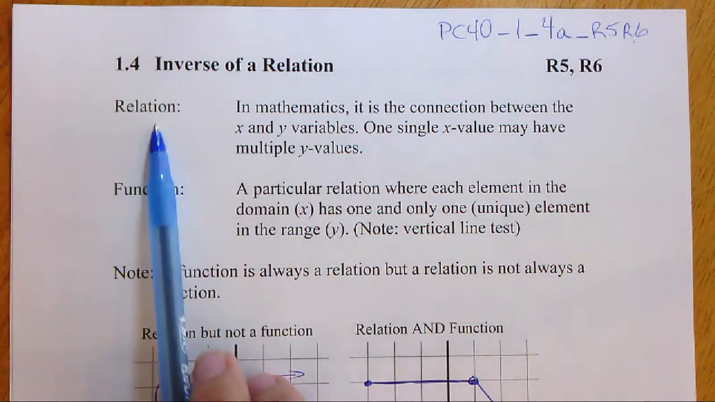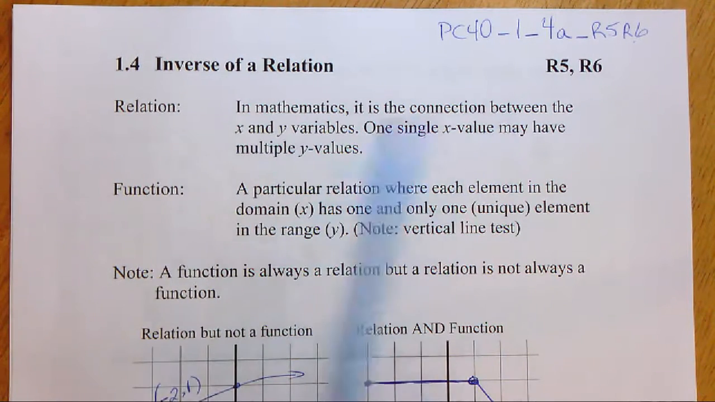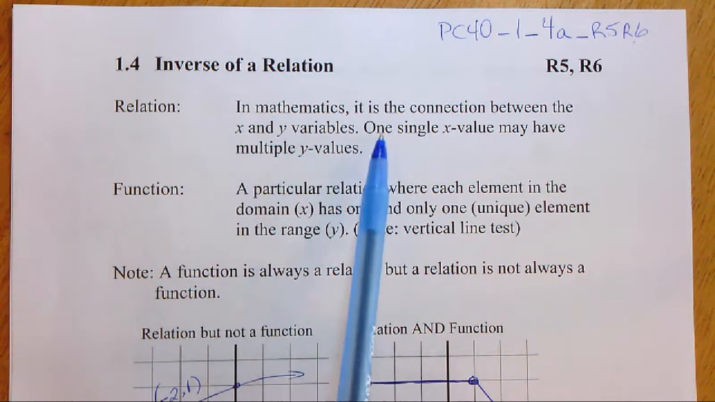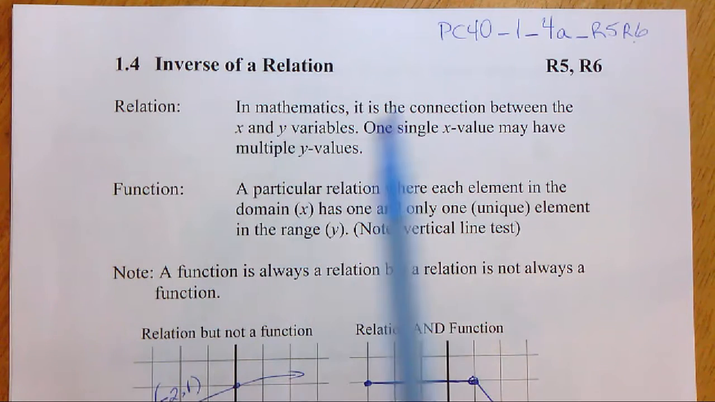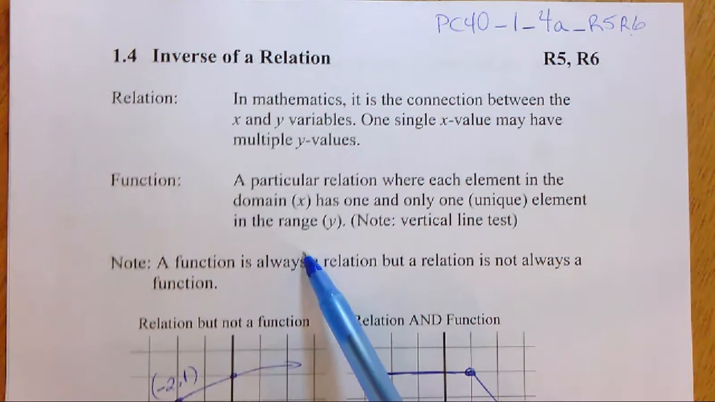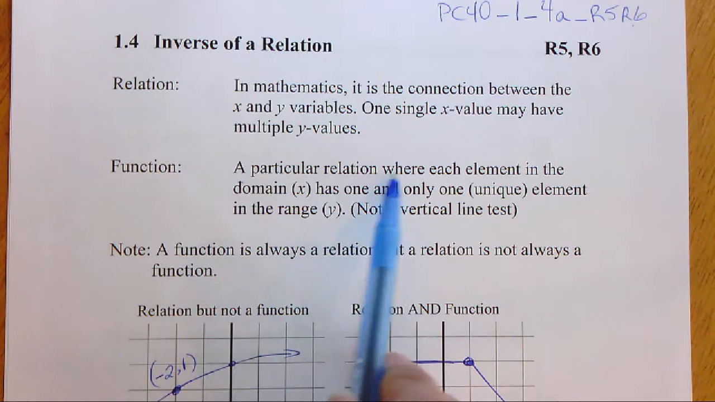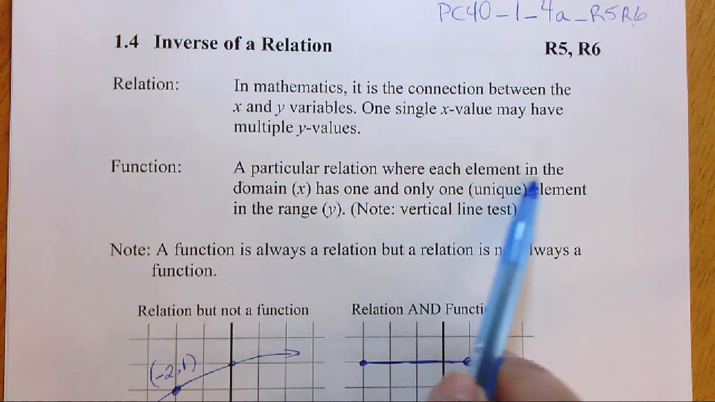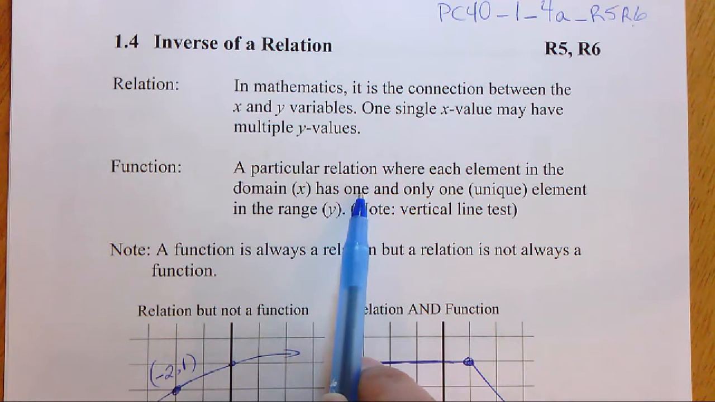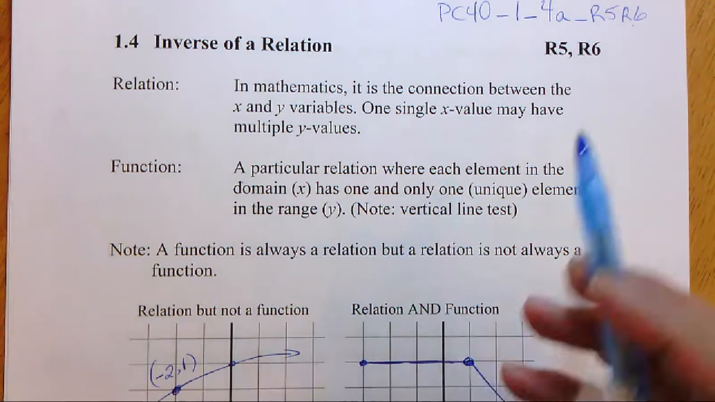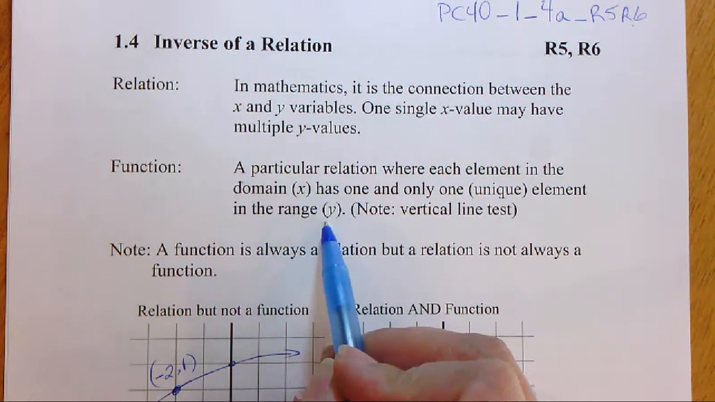Alright, so the definition of a relation. In mathematics, it's the connection between the x and y variables. One single x value may have multiple y values. And now we're going to talk about what a function is. This is a particular relation where each element in the domain, so that's the x's, has one and only one unique element in the range for the y values.